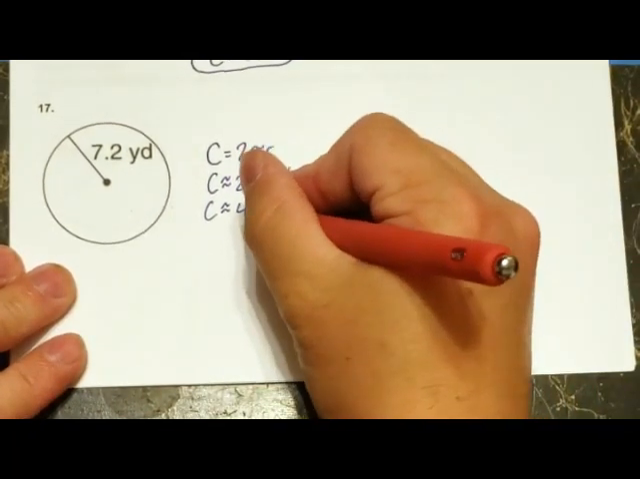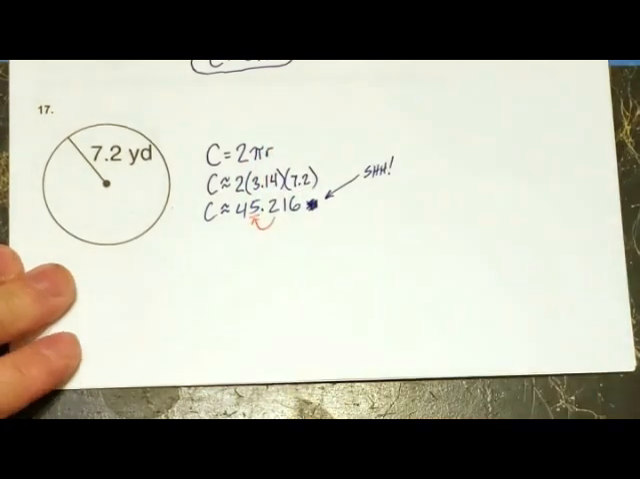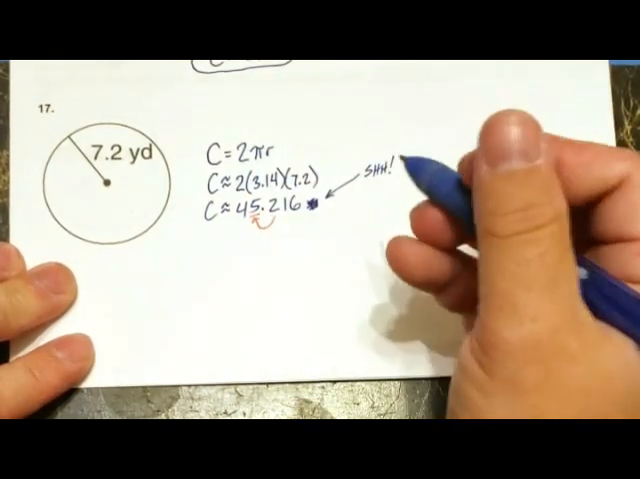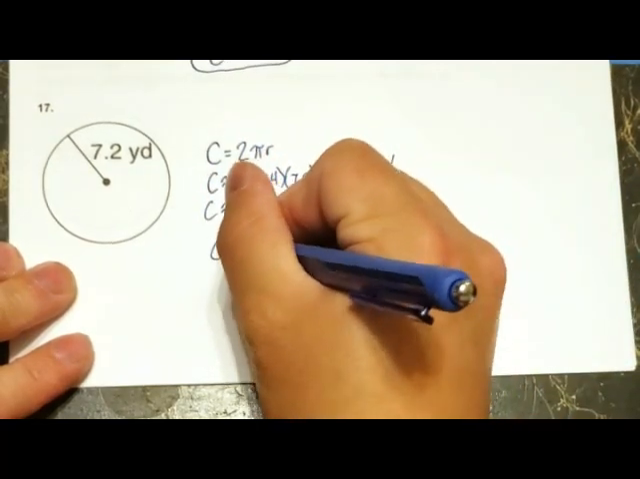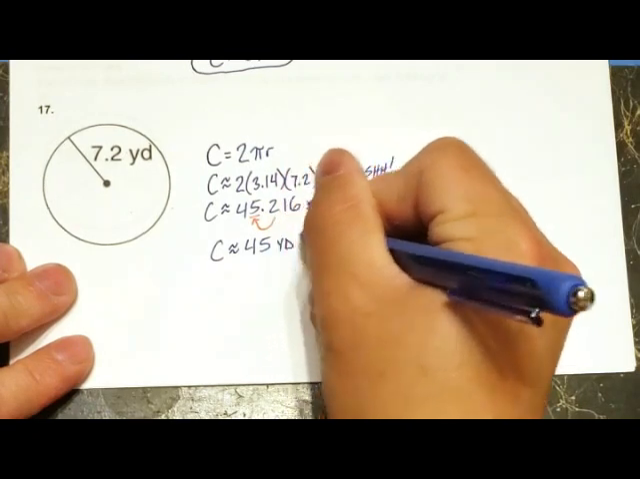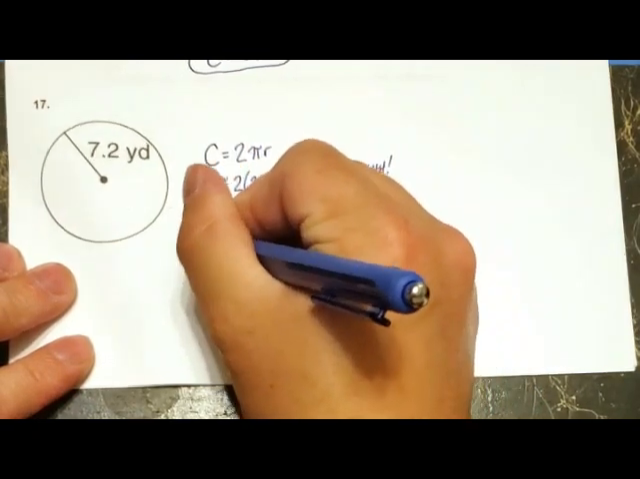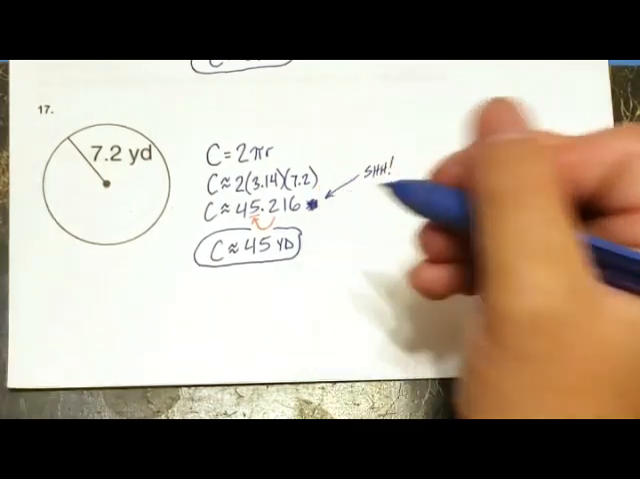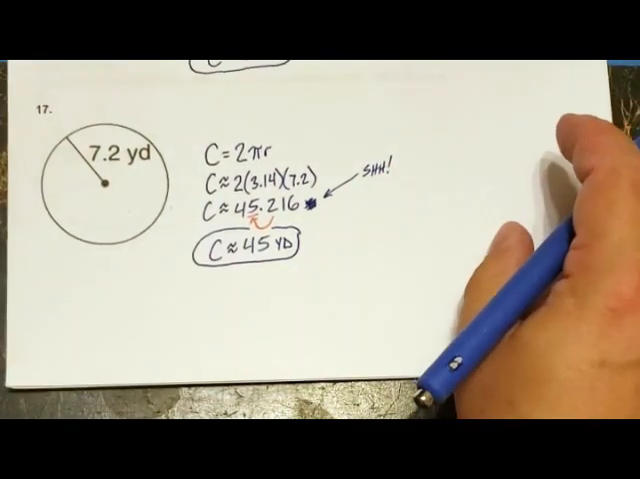We need to round to the nearest unit. Make sure you're reading the instructions. Okay, would a 2 push a 5 up to a 6? It would not. It would just leave it as 45 yards. Shh, don't tell anybody. All right, number 18.